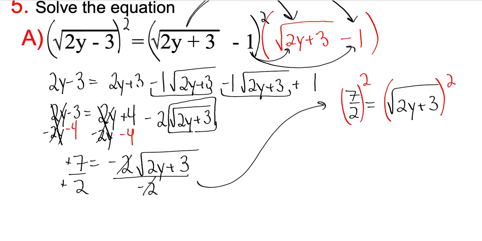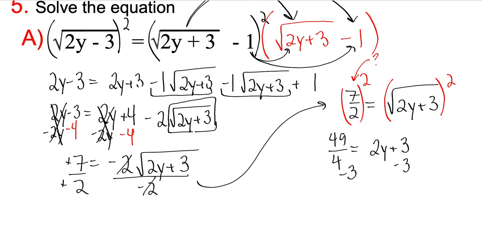How do we square a fraction? Well, you just square the top and square the bottom. So that would be 49 fourths on the left, and we have a 2y plus 3 on the right. Here's where, if you don't like to do fractions, then use the calculator. We're going to do this without a calculator so we can remember how to do this. So minus 3 from both sides. Maybe I'll put that like this so I know I'm subtracting 3 from that.